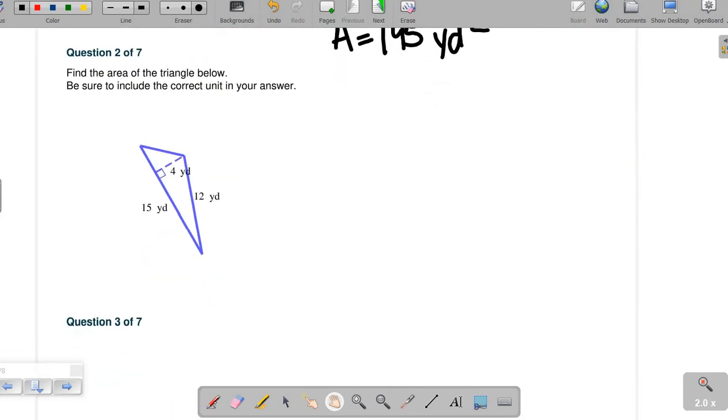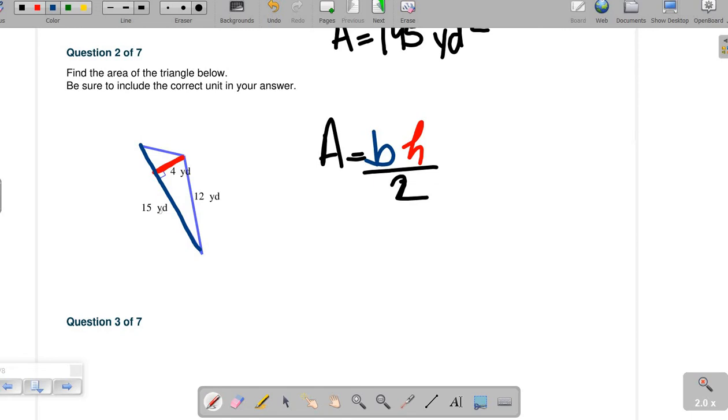It says find the area of the triangle below. A triangle is half a parallelogram, so area equals base times height over 2. Again, height always makes a right angle, so the height here has to be the 4, which would force our base, which is at a right angle to it, to be 15.